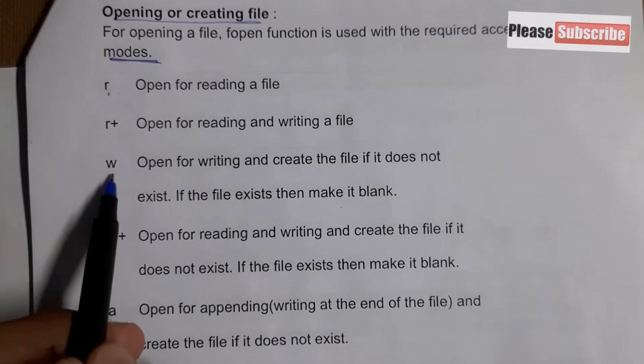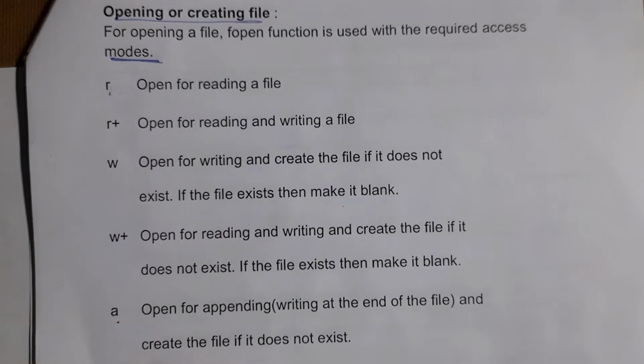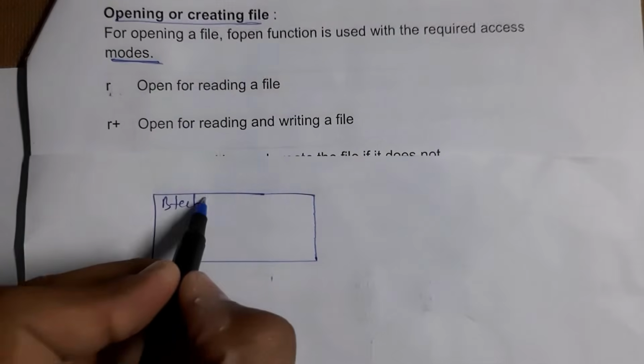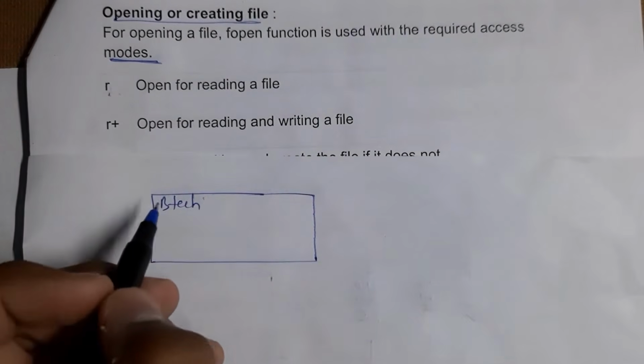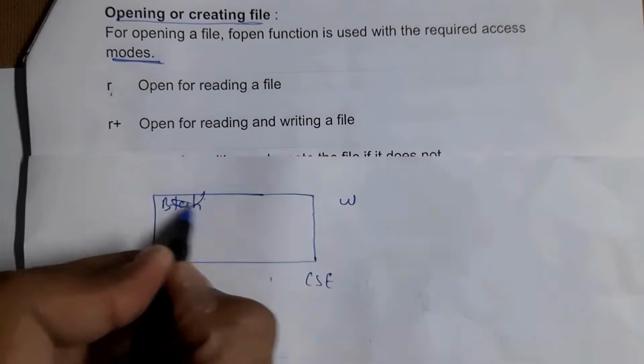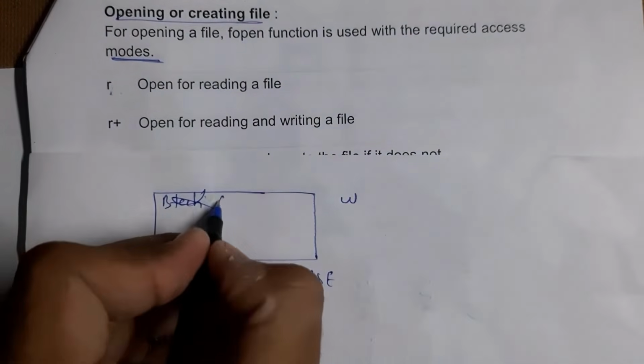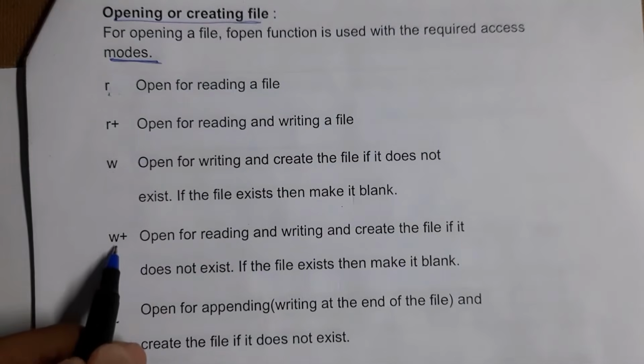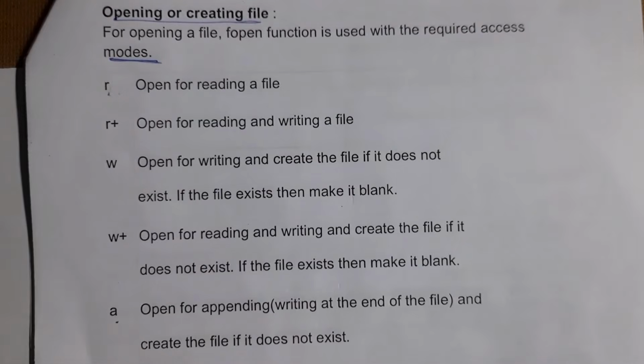And next one is W mode, where W stands for write mode. If you want to remove previous text and add new text, then you need to use write mode. This write mode will remove previous text and then add new text. For example, I want to add CSC. By using write mode, we can remove previous text and then it will add new text to the file. Next one is W plus mode. By using W plus mode, you can read as well as write data to a file.